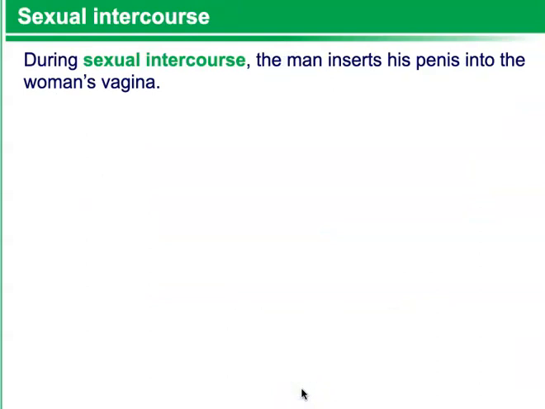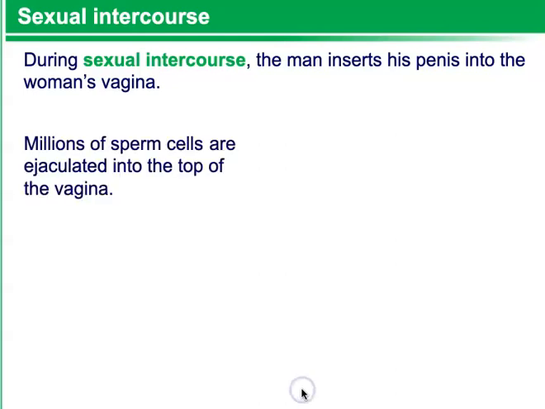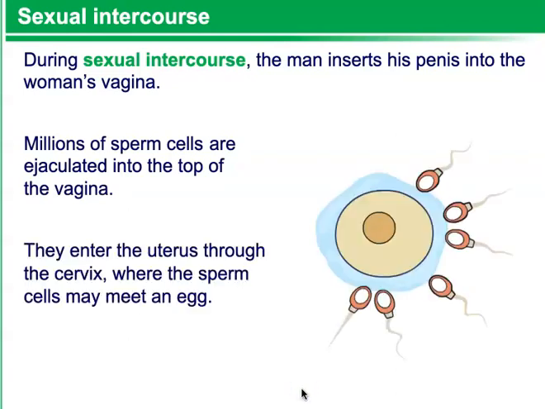Sexual intercourse. During sexual intercourse, the man inserts the penis into the vagina. Millions of sperm cells are ejaculated into the top of the vagina. They enter the uterus through the cervix, where the sperm cells may meet an egg. Now fertilization can occur.